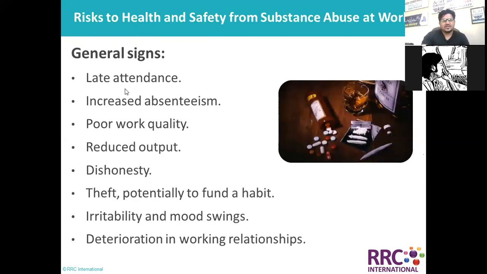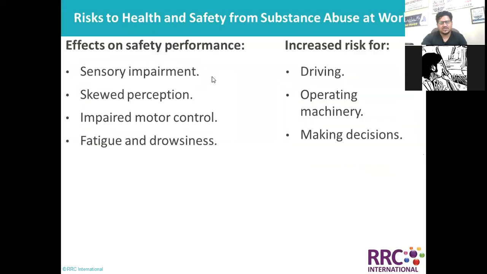Now, what are the other general signs? Maybe late attendance. Mostly the concerned person is coming late. Increased absenteeism can also highlight it. Poor work quality, reduced output, dishonesty, theft potentially to fund a habit, irritability and mood swings, and deterioration in working relationships. So these are some of the general signs. So we have to keep an eye on how the behavior of a person is changing.